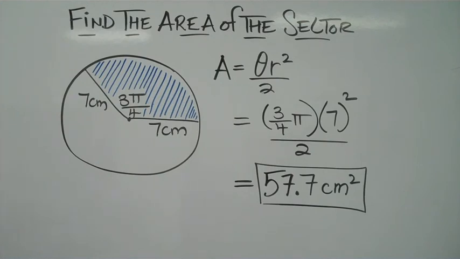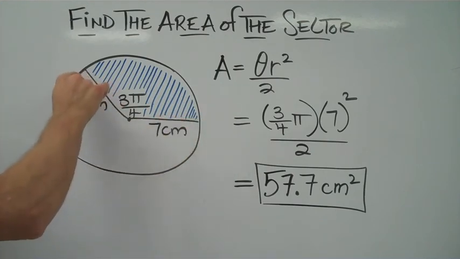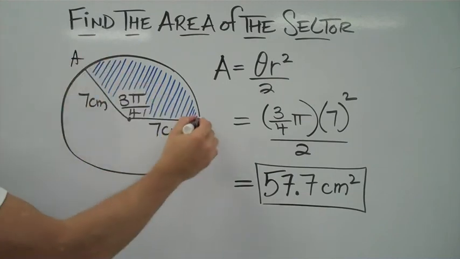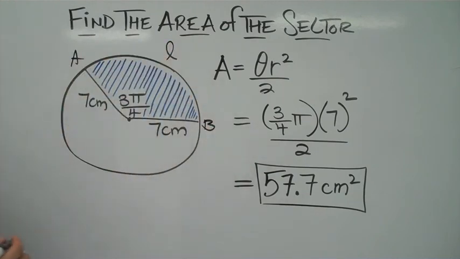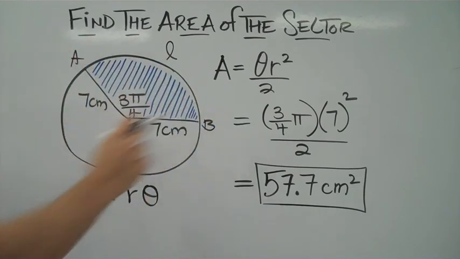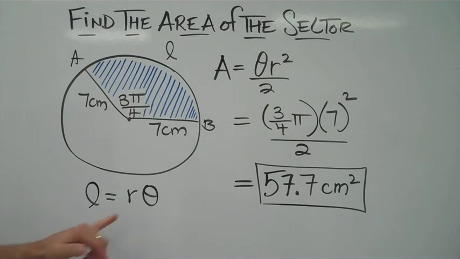Now, if they ask me to find the perimeter, that would be 7 plus 7 is 14, plus, if this is A and this is B, we call this arc length L. We could easily find L by saying L is equal to r theta and adding that to 7 plus 7. The units of this, of course, would just be centimeters.